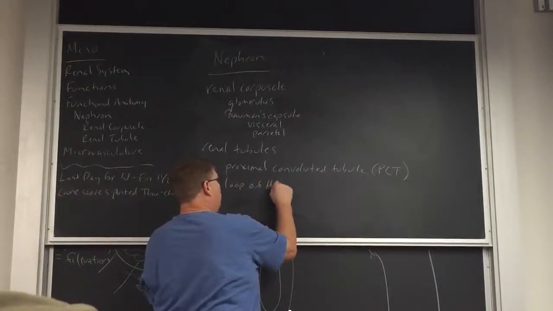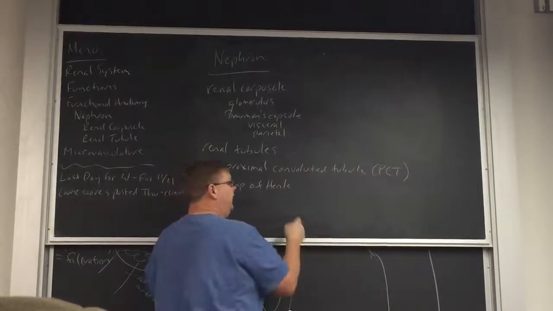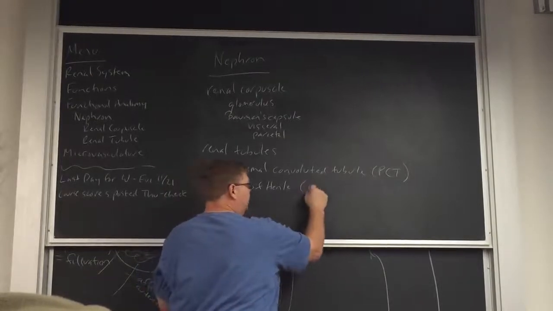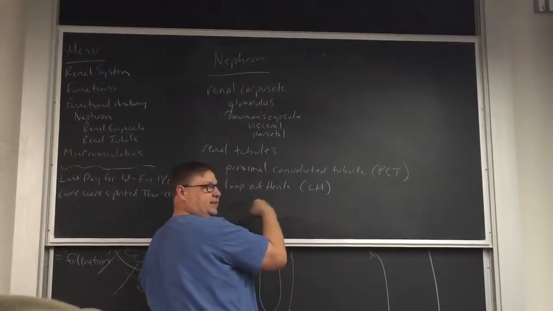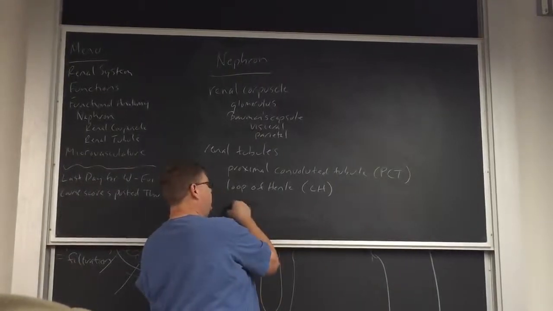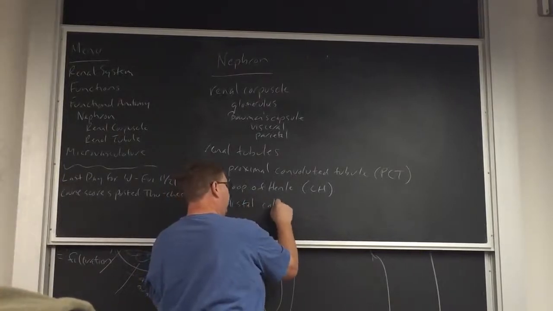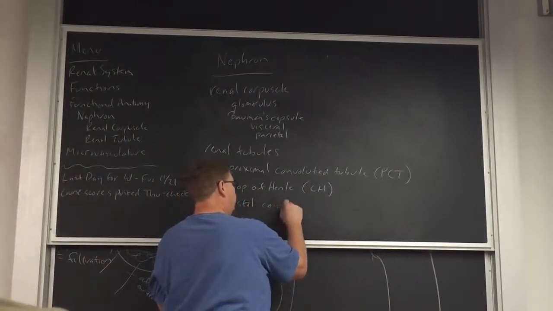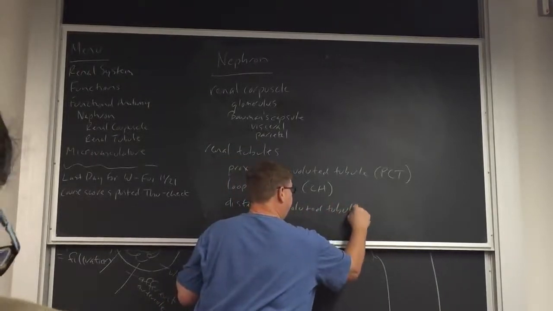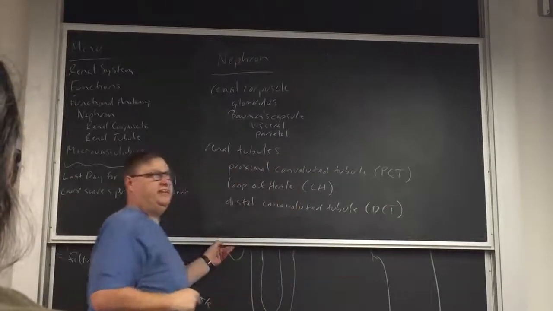Then we have what's called the loop of Henle. Again, another much more common usage. Sometimes it's called the nephrotic loop. So the loop of Henle, and it's got a couple different parts to it. It's often just called LH, but I don't like that because then it's going to be confused with luteinizing hormone. A lot of stuff has the same initials, always a problem. And then, not surprisingly, if you have a proximal convoluted tubule, you have a distal convoluted tubule. The proximal convoluted tubule is PCT, the distal is DCT.